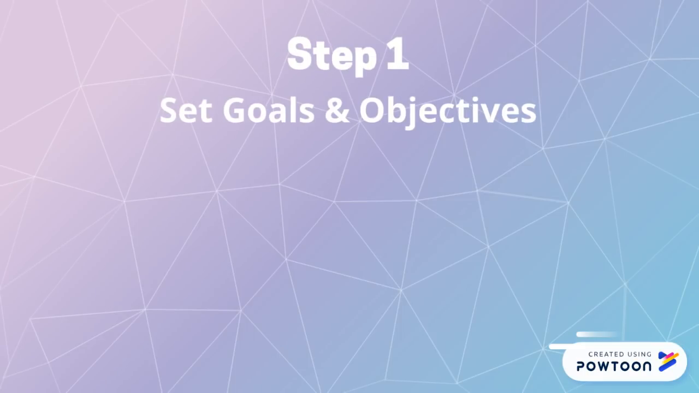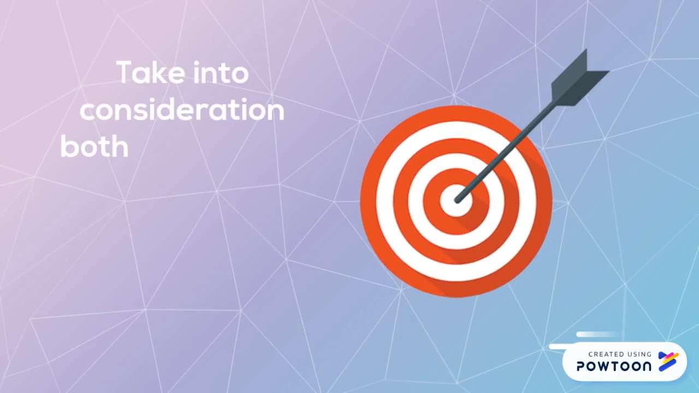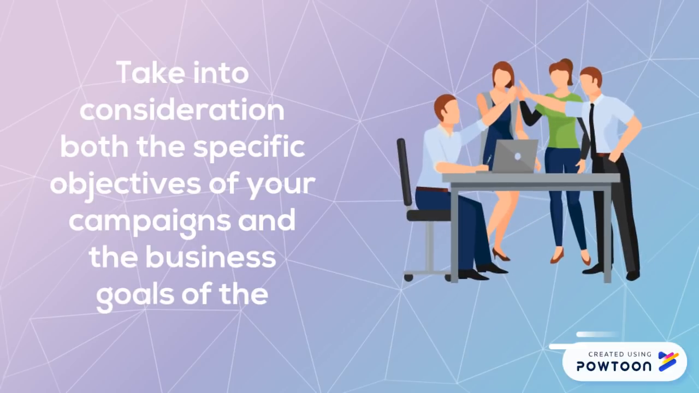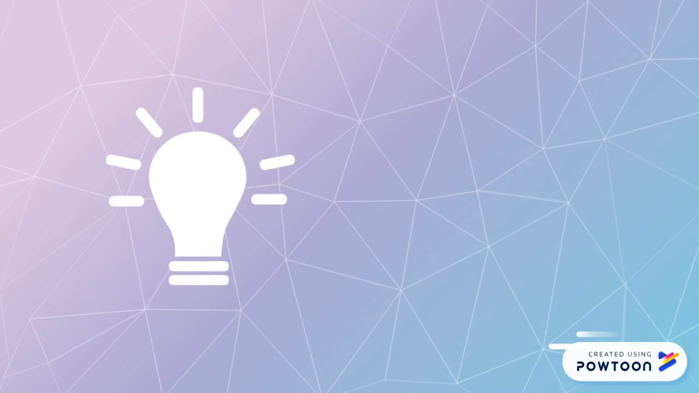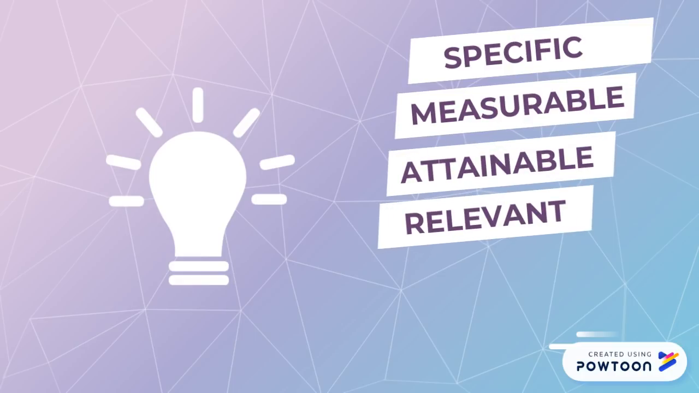Step 1. Setting goals and objectives. Take into consideration both the specific objectives of your campaigns and the business goals of the organization. Make sure your goals are SMART. That means specific, measurable, attainable, relevant, and time-bound.